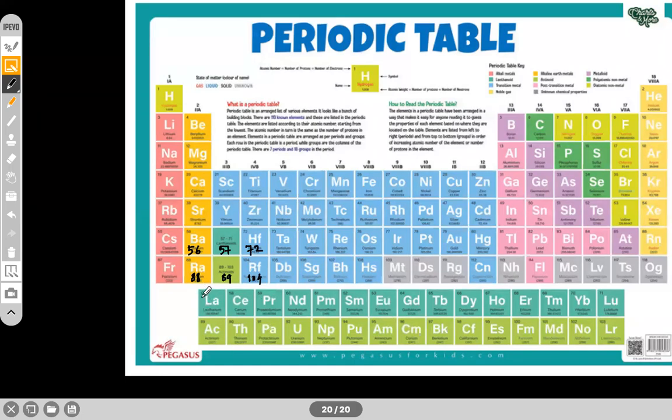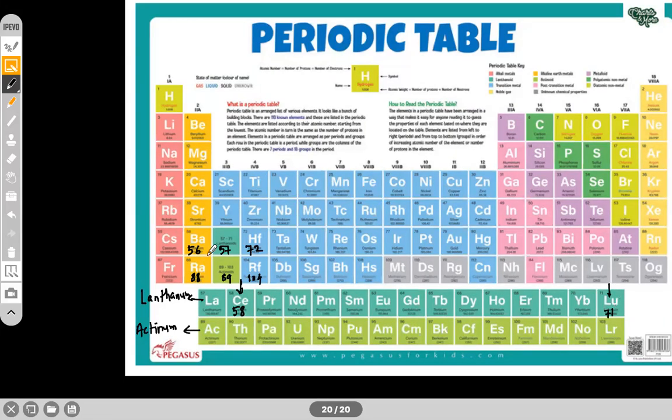You see, this is 57, lanthanum, L-A-N-T-H-A-N-U-M. This one is actinium. This one is cerium, atomic number 58, and this is lutetium, atomic number 71.